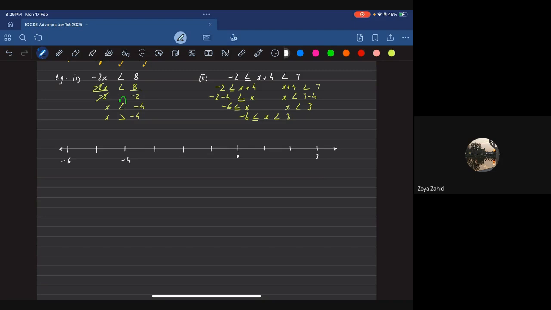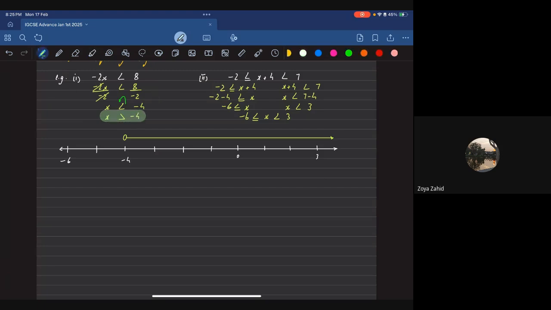So if I'm plotting this one first on the number line, how is it going to be? x is greater than minus 4. So it's just going to be a circle, and you draw a straight line. Because it's continuing, there is no limit to x. It just has to be greater than minus 4. So draw an arrow over here to show that. Clear, guys? Anyone who does not get this?